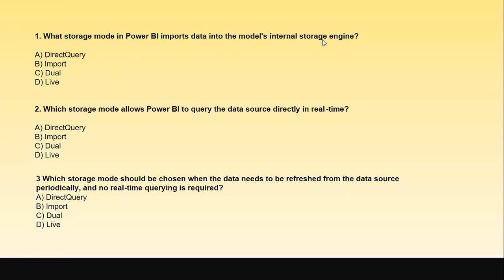So internal storage engine, storage one for imports the data. See, I mentioned about imports the data into model's internal storage. The import mode, right? So when you import the data into Power BI Desktop, the data gets loaded into your internal storage, the internal local memory. So you have the storage engine, internal storage engine, nothing but the memory. So the answer is import.